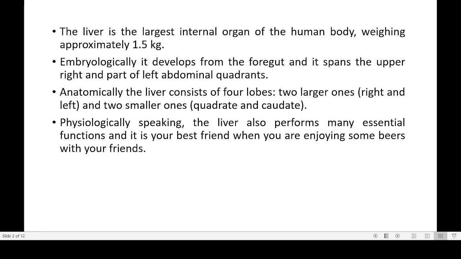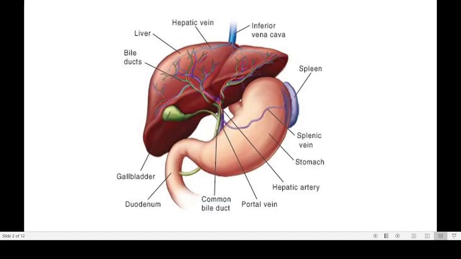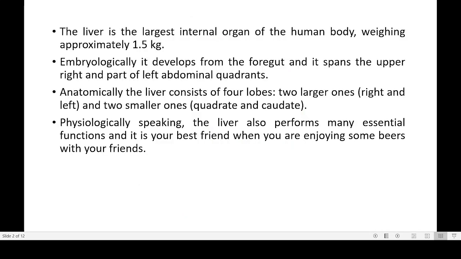Now, if we look at the anatomy of the liver, we can find four regions in the liver. There are two larger lobes, right lobe and left lobe, and two smaller lobes known by the name quadrate and caudate. Here you can see the structure of the liver. The larger lobes are called the right hepatic lobe and the left hepatic lobe, and the smaller lobes are called the quadrate lobe and the caudate lobe.